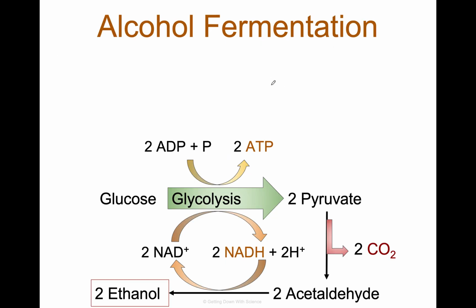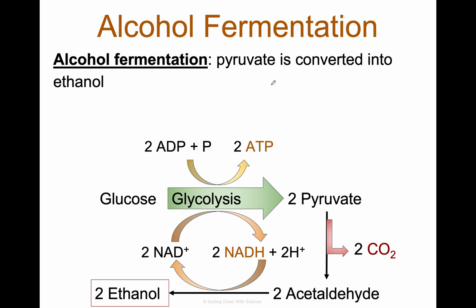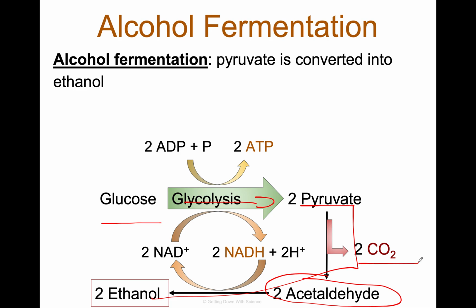Okay, alcohol fermentation. Here's the whole process. We still have glycolysis that occurs from glucose. So glucose is transferred into two molecules of pyruvate through glycolysis. That pyruvate is turned into ethanol. There's an intermediary step over here where it turns into acetaldehyde. It creates carbon dioxide molecules, and we use NADH as our high energy electron carrier.